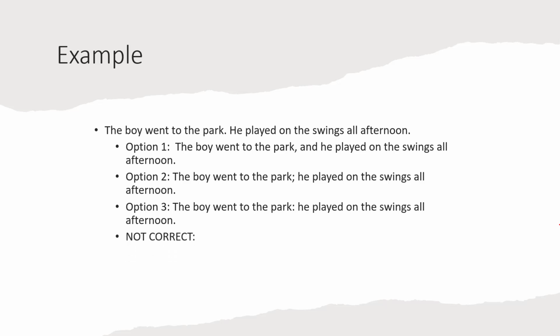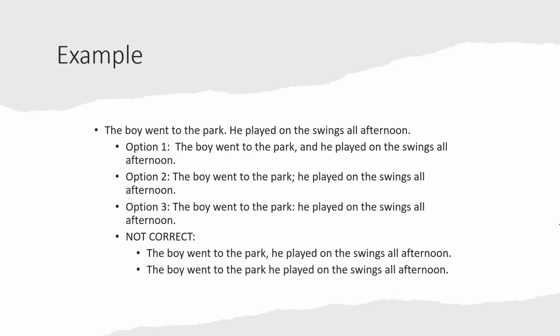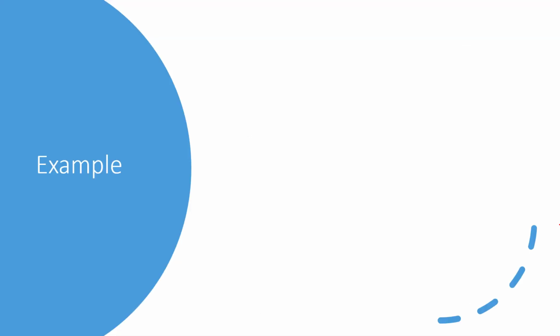What you want to avoid will be just putting a comma between those two complete thoughts. That creates what is called a comma splice. And you want to avoid no punctuation at all between those two complete thoughts. What you have created there would be a run-on sentence.